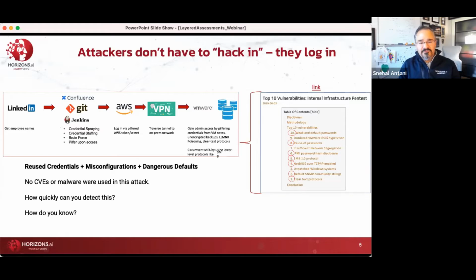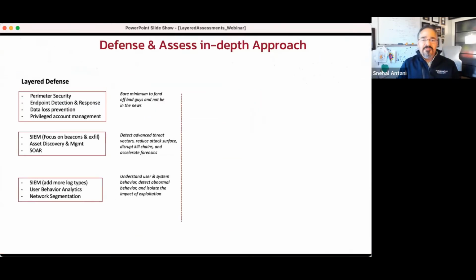And once they're able to find information, they will rinse and repeat until they're able to gain access into your environment. And then from there, they'll start to chain together a variety of misconfigurations, either within your security products or in your enterprise products, in order to achieve a critical impact like domain admin. In this particular example, no CVEs and no malware were required. And so for organizations, how quickly can you detect this, and how do you actually know? So this is where defense in depth and assessment in depth comes into play.